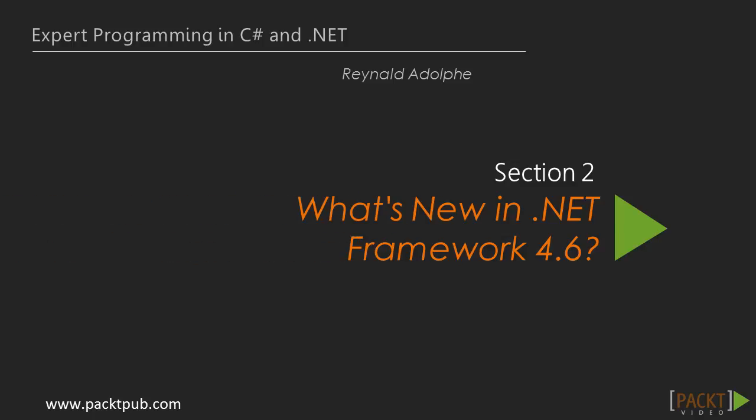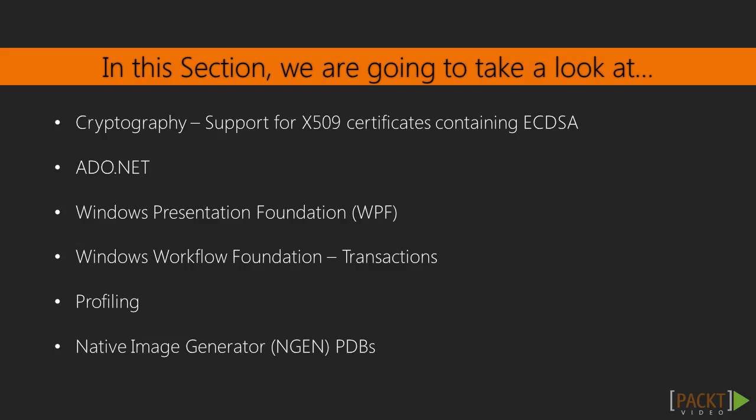In the previous section, we had an overview of the .NET framework. In this section, we'll learn some of the more important features in the new version of the .NET framework 4.6. We're going to take a look at enhancements in Cryptography, ADO.NET, Windows Presentation Foundation, Windows Workflow Foundation, Profiling, and the new native image generator.